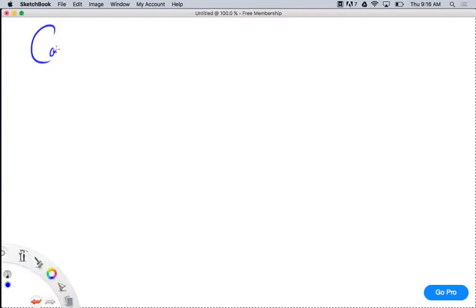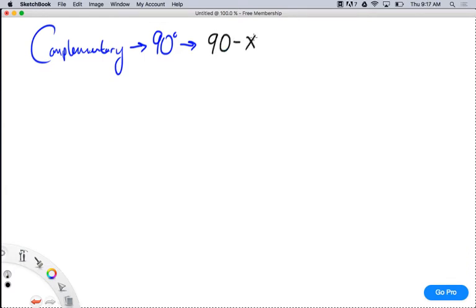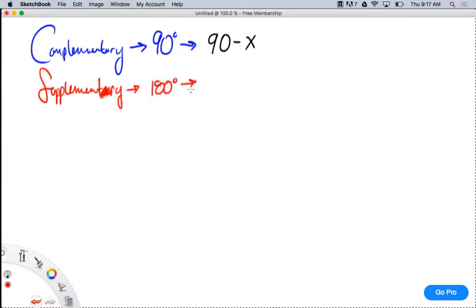Complementary and supplementary. If two angles are complementary, what do they add up to, class? 90 degrees. And how would I represent that? If I say the complement of an angle, how would I represent the complement of an angle? 90 minus x. And supplementary, two supplementary angles add up to 180 degrees. And how would I represent a supplement of an angle? 180 minus x. Good.